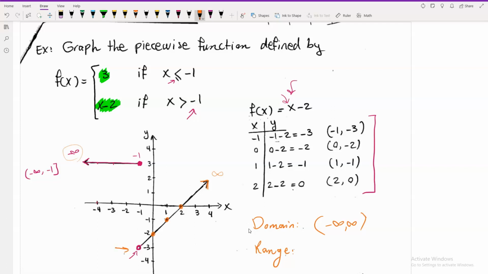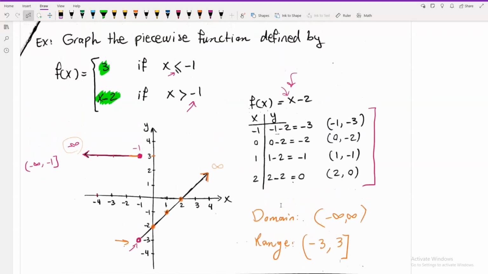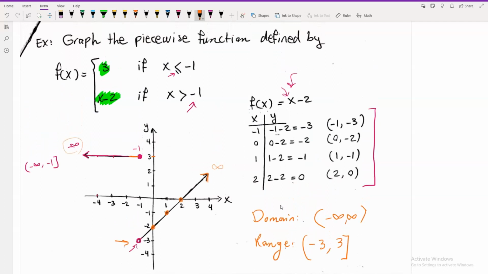Starting from this point, we have -3. It's not equal to -3, so we have to use parentheses. And on top, the largest number that we can have on the y-axis, based on this graph, is positive 3, and that is a closed circle, so this is a bracket. On a homework assignment, you may have something like this, set -3, +3. So it depends on how it's asking you to write.